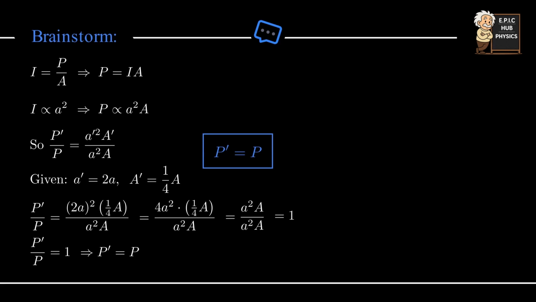What did we do? We started with the definition of intensity and rearranged it to express power in terms of intensity and area. Then we used the relationship between intensity and the square of the amplitude to express power in terms of amplitude and area. After substituting the changes in amplitude and beam area, we simplified the ratio and found that the two effects cancel each other.